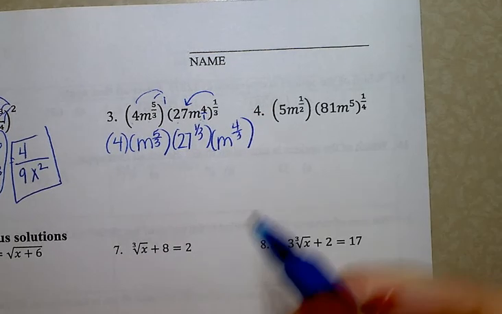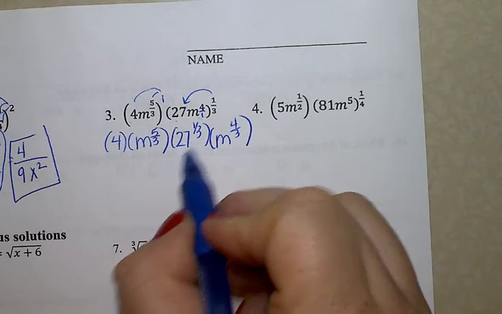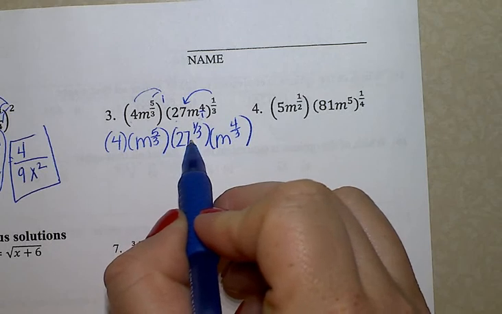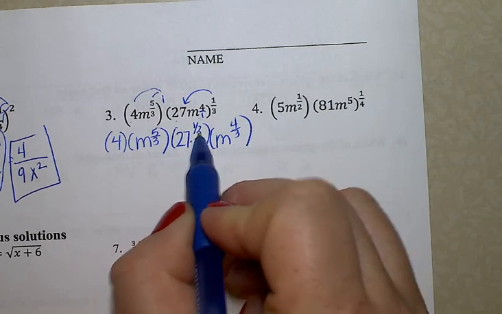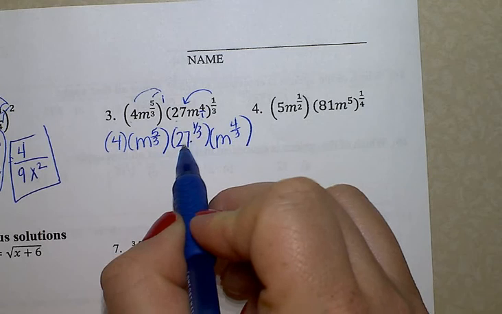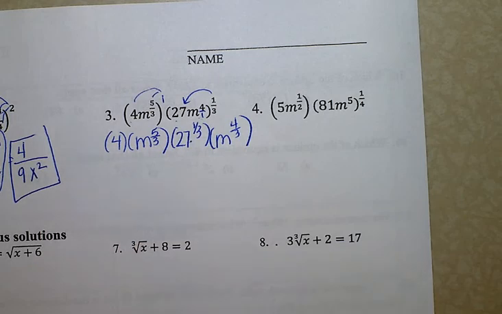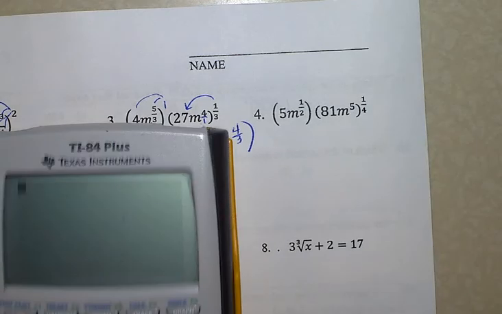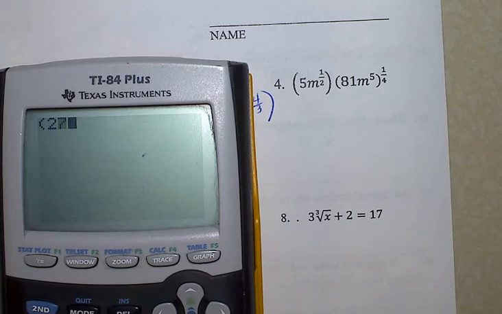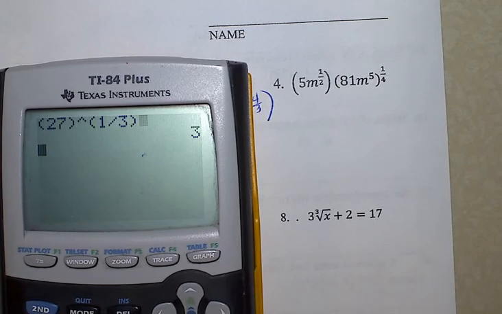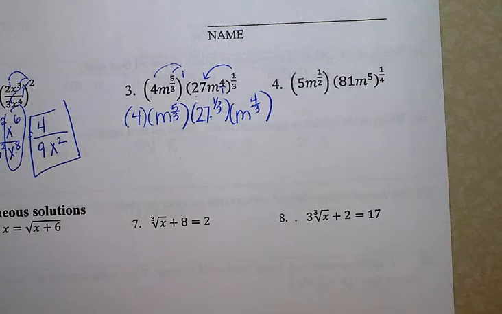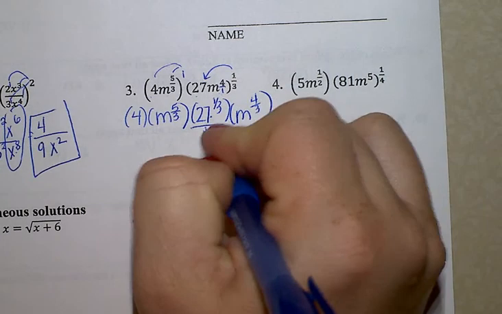So to simplify this, some people can do this in their heads. And by the way, to do this in your head, you go, what times itself, 3 times, gives you 27? 3 to the 1st is 3. But if you're in a test and you're a little stressed, how can you do that again? You're going to go 27 raised to the 1/3 power. We get an answer of 3. So this gives you an answer of 3 without having to think.